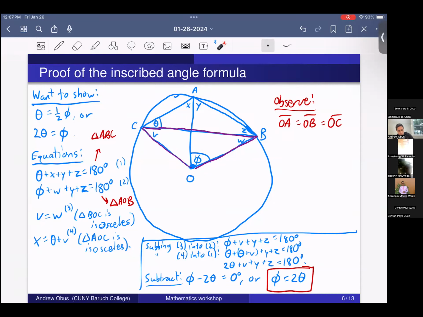Okay. So that's how the proof of this works. That's why we have this half angle formula, that the measure of an inscribed angle is half of the arc that it cuts out. Okay, so any questions or comments on this? Okay, good. So I figured I'd just give you that proof.